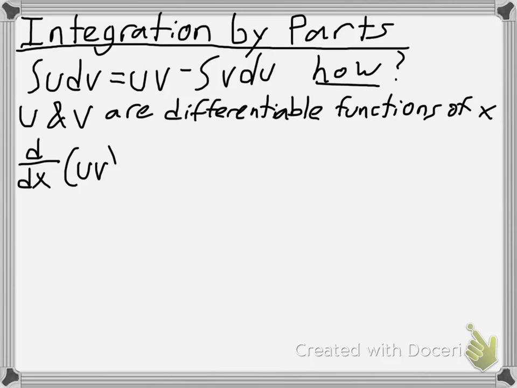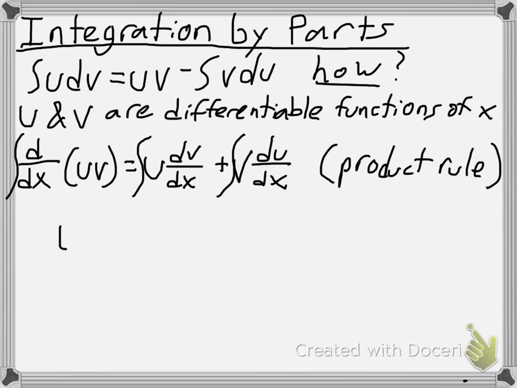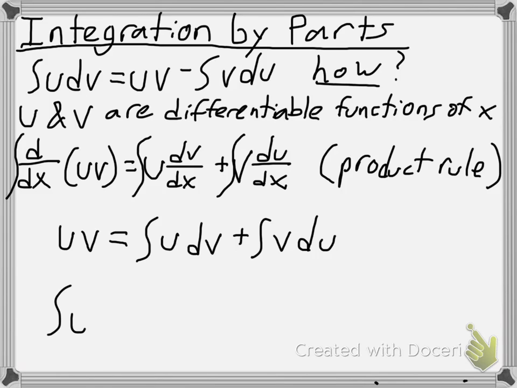So if we remember that the derivative of uv equals u times the derivative of v plus v times the derivative of u, which is the product rule, if you don't remember that, then we can figure out the above equation by taking the integral of the product rule equation shown. And that simplified will equal uv equals the integral of u dv plus the integral of v du, and simplified into the equation below.